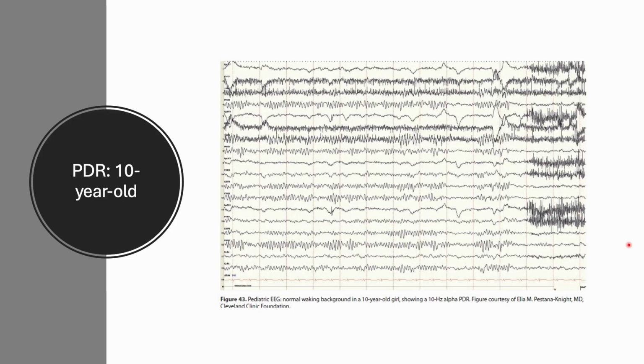Here's an advanced PDR for pediatrics, a 10-year-old PDR, which is fast enough for us to score alpha. Yep, those are good alpha waves. And you can see it's got kind of an optical illusion with those straight lines against each other. That's alpha. You can look at it and just say, oh, well, that's alpha.